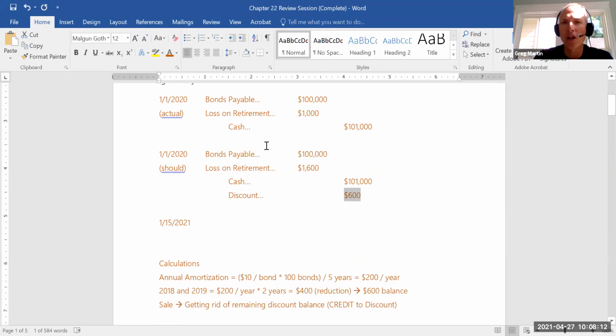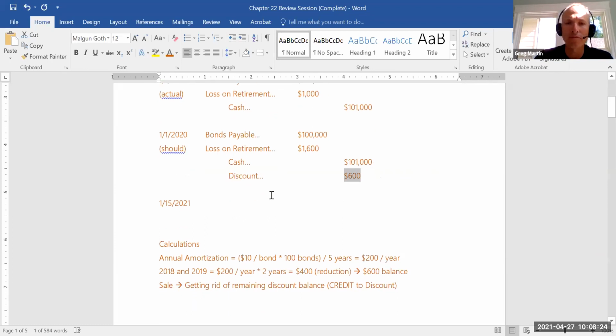Is everyone kind of following what the journal entry should have looked like compared to what it actually looked like? Is everyone kind of seeing that? Okay. Again, stop me if you have any questions.